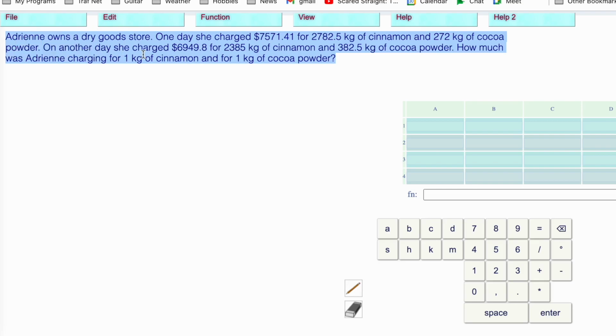Adrienne owns a dry goods store. One day she charged $7,571.41 for 2,782.5 kilograms of cinnamon and 272 kilograms of cocoa powder. On another day, she charged $6,949.80 for 2,385 kilograms of cinnamon and 382.5 kilograms of cocoa powder. How much was Adrienne charging for 1 kilogram of cinnamon and for 1 kilogram of cocoa powder?